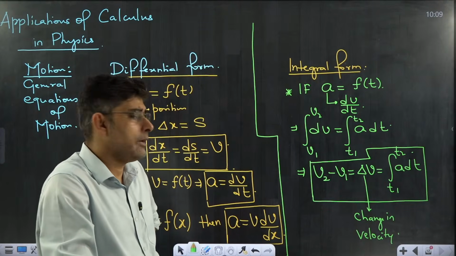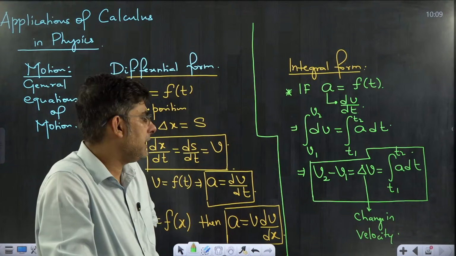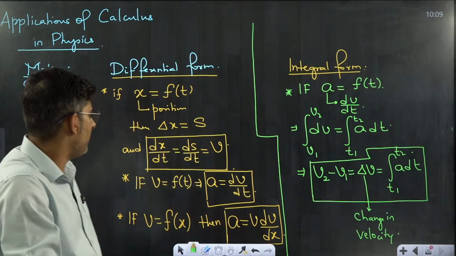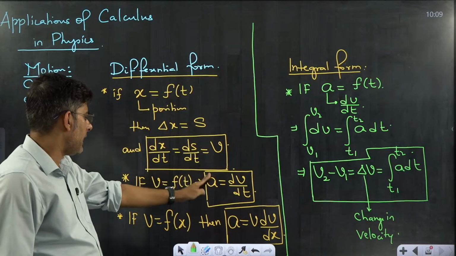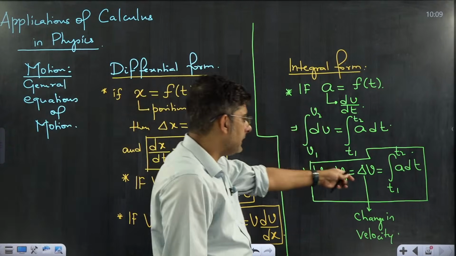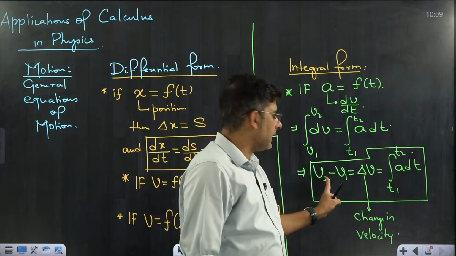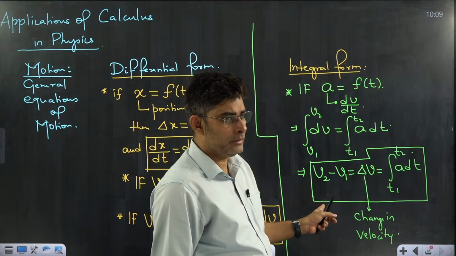So coming back, change in velocity is integration of acceleration with respect to time. So remember, when we have position, we get velocity by differentiation. When we have velocity, we get acceleration by differentiation. But if you integrate acceleration with respect to time with limits t1 to t2, you will get change in velocity.